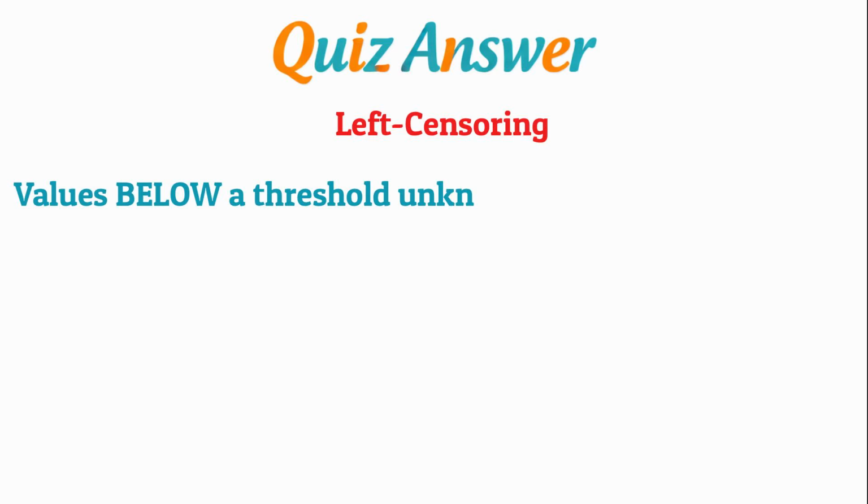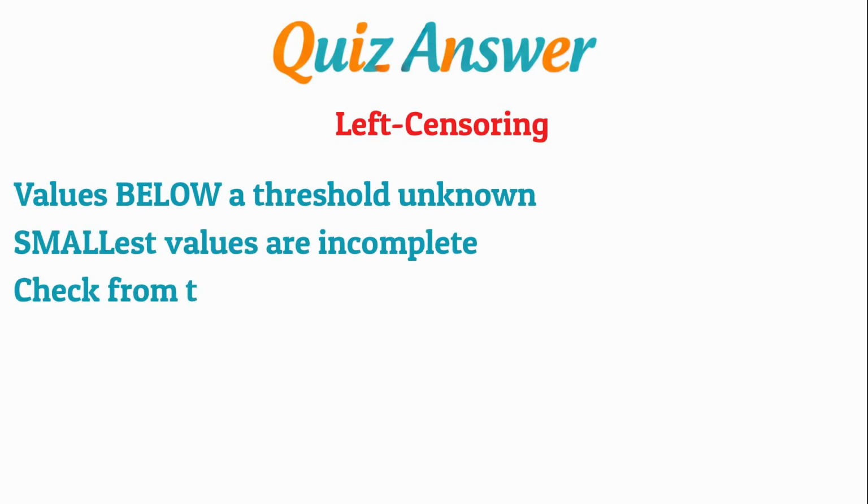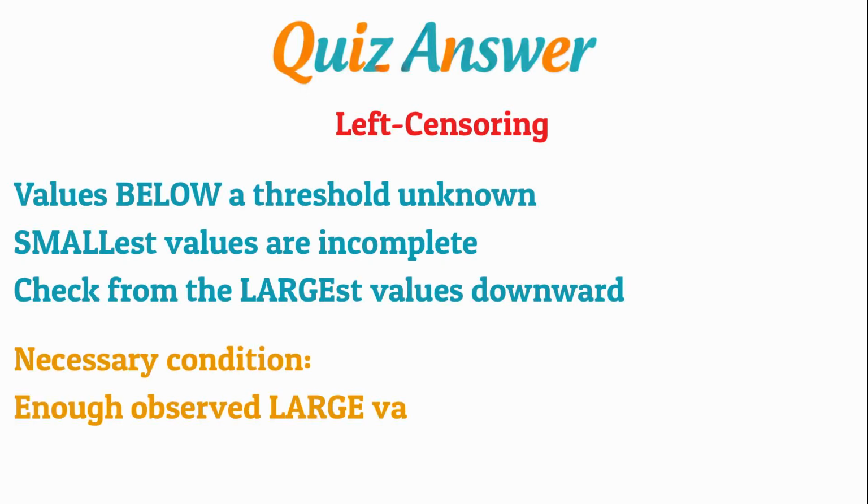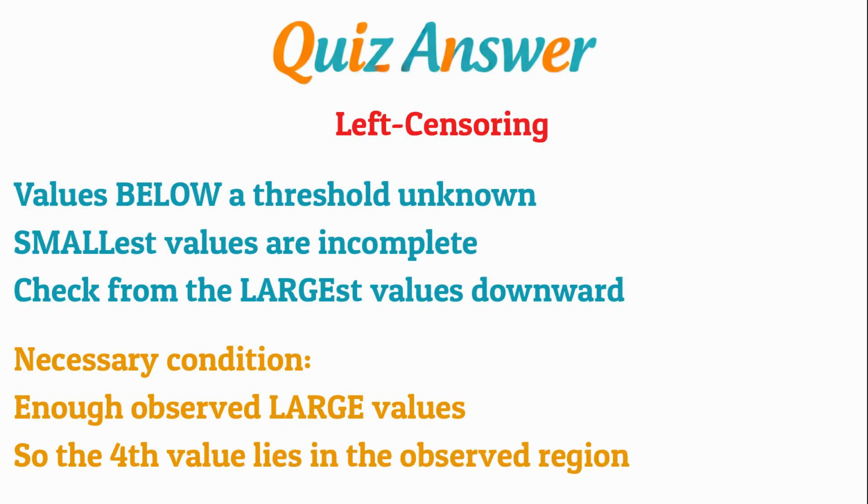In left censoring, values below a certain threshold are unknown, so the smallest observations are incomplete. Because of that, you evaluate the data starting from the largest values and work downward. The requirement is that there must be enough fully observed large values so that the 4th value, which is the median in a sample of 7, falls within the observed region.